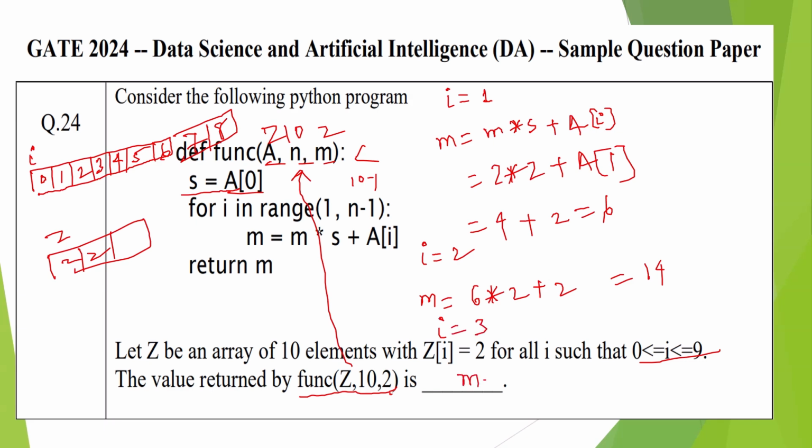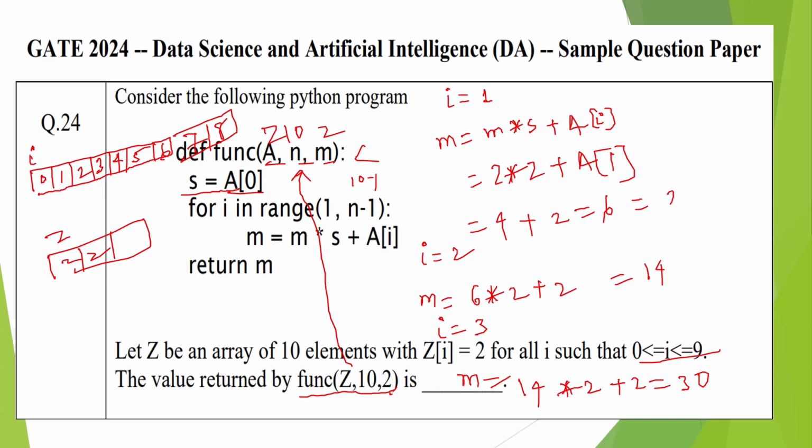I is equal to 3. So m is equal to 14. Now initially m, now we have 14. So 14 into 2 plus 2, it will come 30. Now we are getting some pattern here.